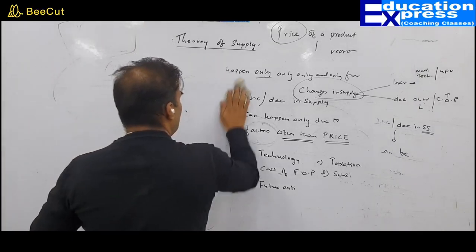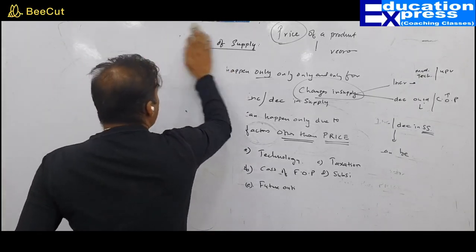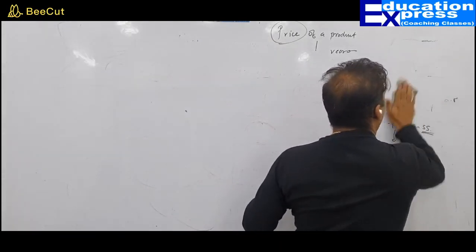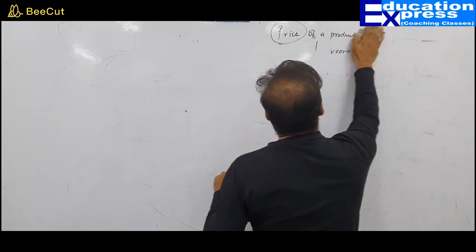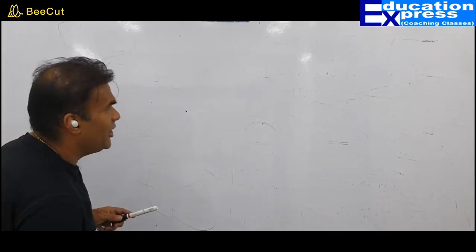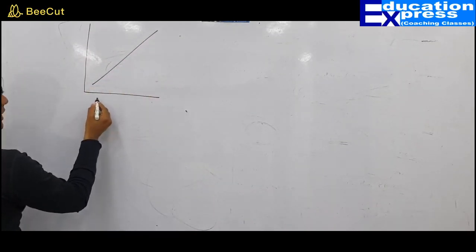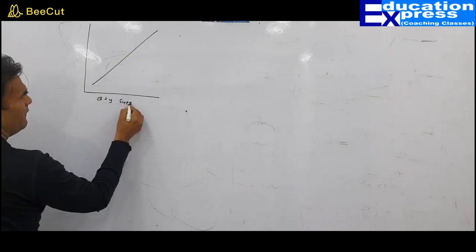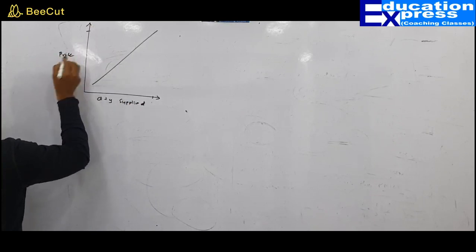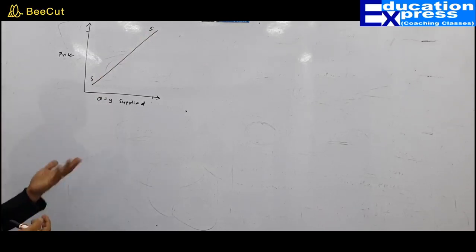Alright, for that one must know the nature of the supply curve. We already discussed that while doing the law of supply, and we all concluded that supply will always have a positive slope. That means the nature of the supply curve is going to be something like this, where you have quantity supplied on the x-axis and price on the y-axis. By default, as per the law, this is my supply curve.